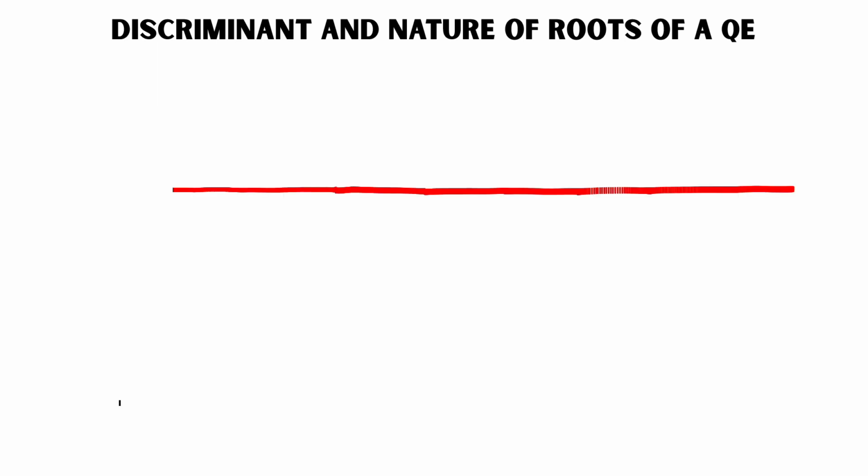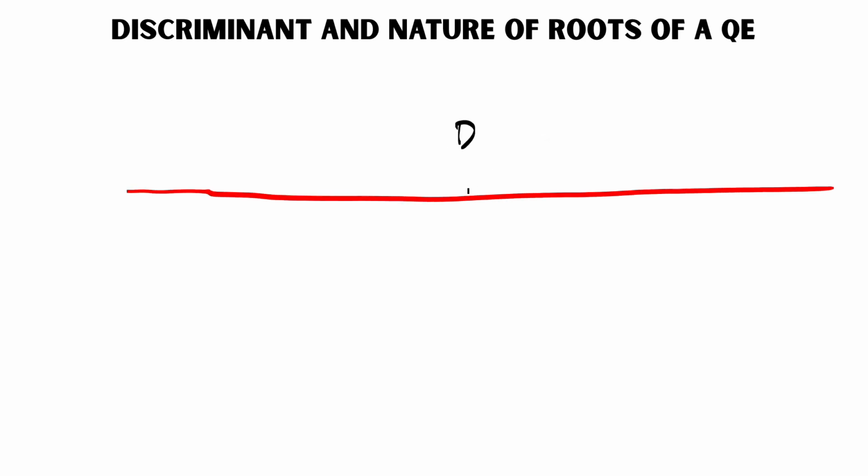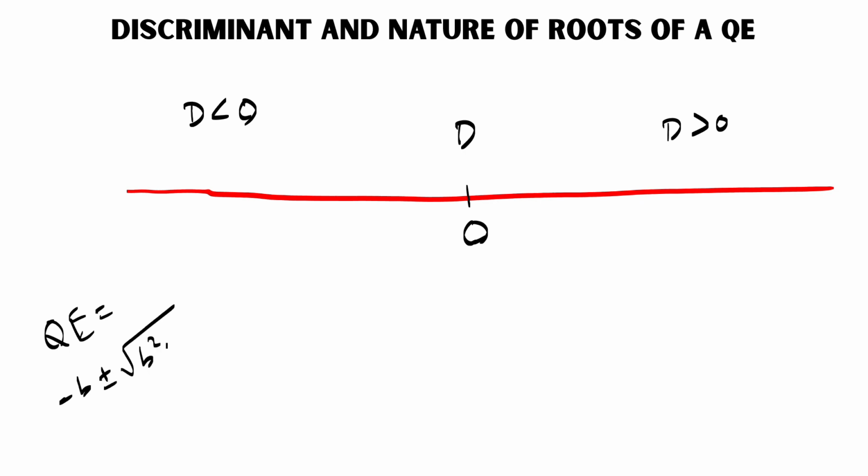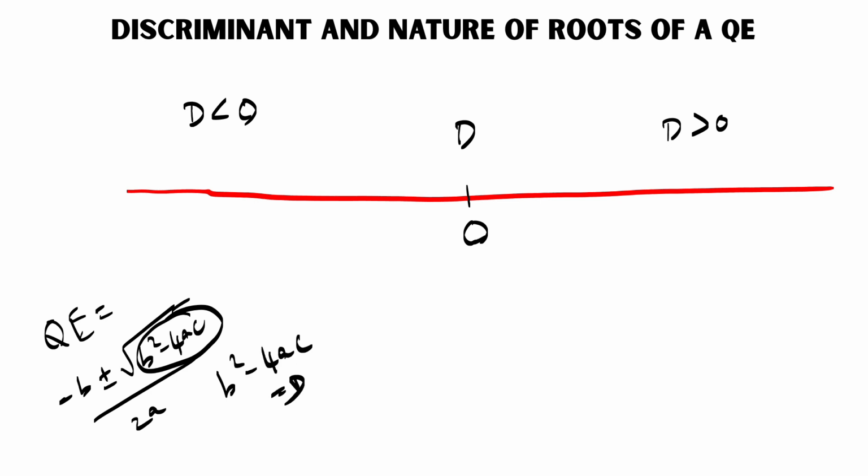Now, discriminant and nature of roots of a quadratic equation. Mainly we have three conditions: when discriminant is equal to 0, when discriminant is greater than 0, and when discriminant is less than 0. But what actually is the discriminant? If we consider the quadratic formula, which is minus b plus or minus root of b square minus 4ac by 2a, this part, b square minus 4ac, is the discriminant.